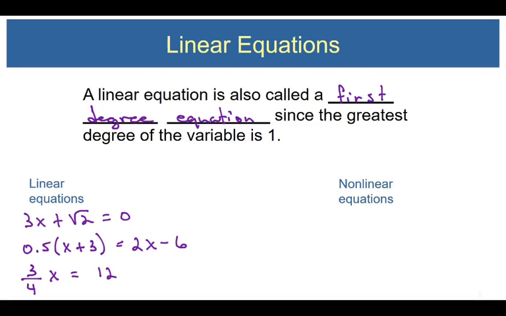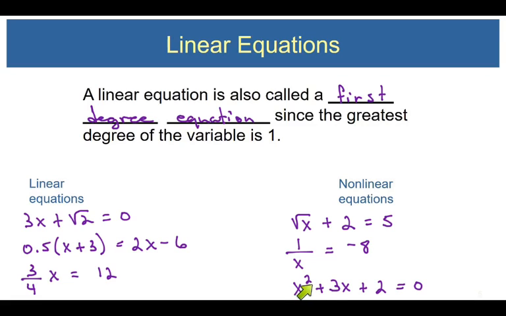Now here are some equations that are not linear. Square root of x plus 2 equals 5. You see we don't have the x to the first power here. We have a x under the radical, and so that's not going to be linear. How about 1 over x equals negative 8? Again, not linear because here x is in the denominator.